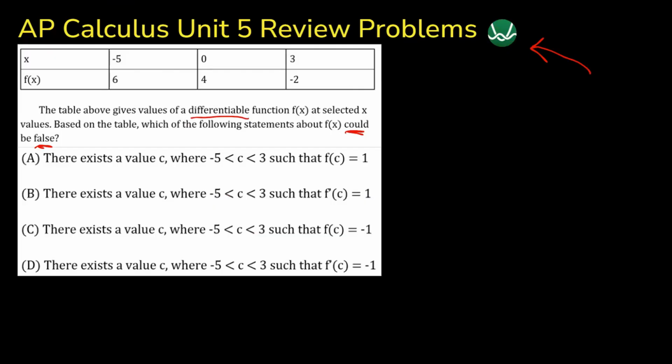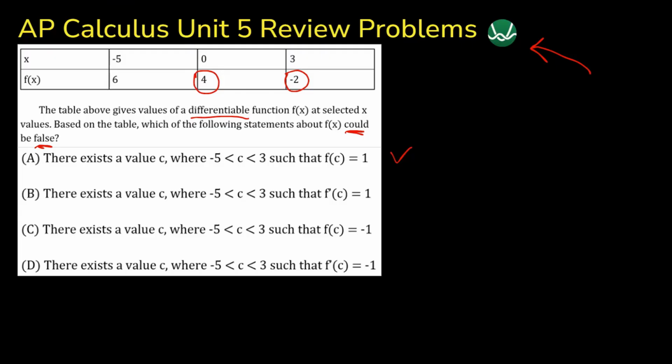Notice the function is differentiable, which means it's also continuous. So we know it satisfies the conditions of the mean value theorem, the extreme value theorem, and the intermediate value theorem. So let's look at statement A. There exists a value c, where c is between -5 and 3, such that f of c equals 1. Well, that must be true because the y value goes from 4 to -2, and since the function is continuous, the intermediate value theorem guarantees that the y value is going to hit 1.